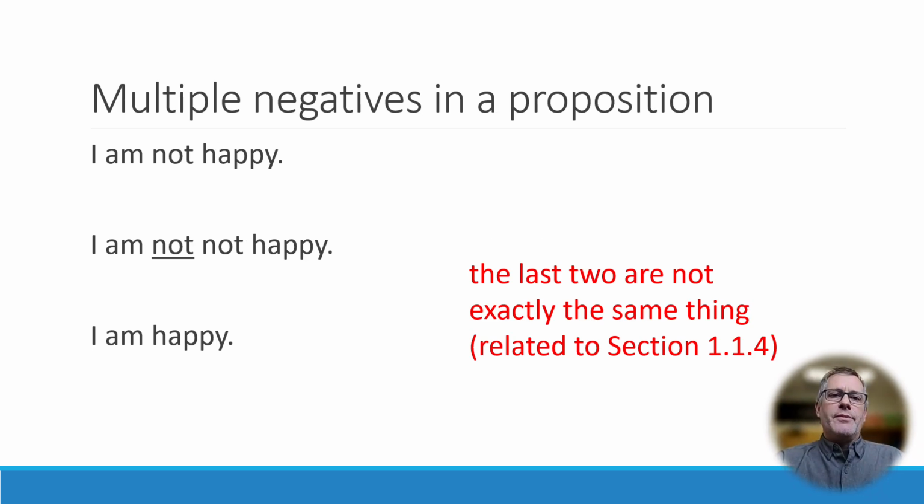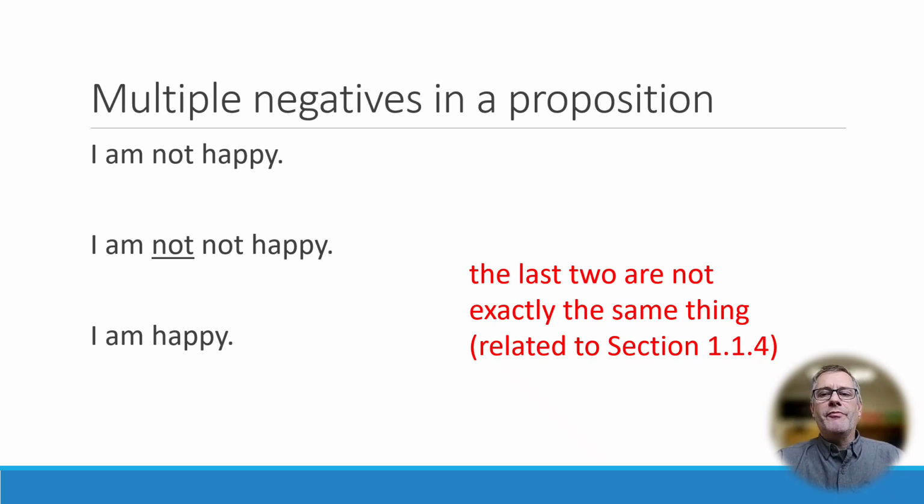If I have the proposition I am happy, then I could, in theory, reverse that by saying I am not happy. And when I say I am not not happy, that in theory means I am happy. But if you've ever heard anyone talking who says I'm not not happy, it doesn't necessarily mean the same thing. Multiple negatives sometimes don't really reverse everything depending on the context.